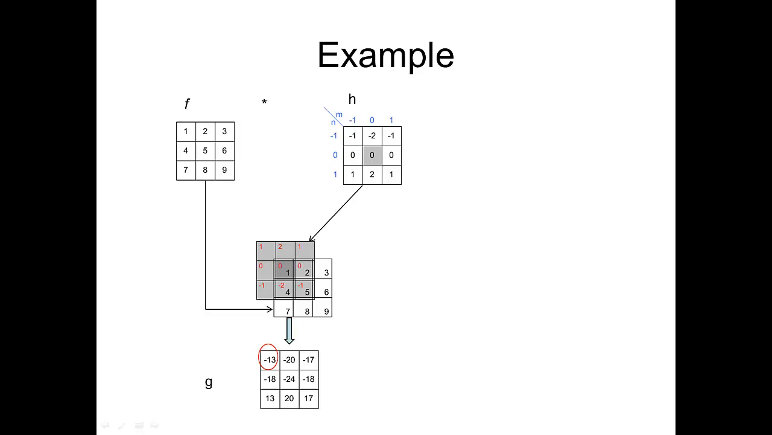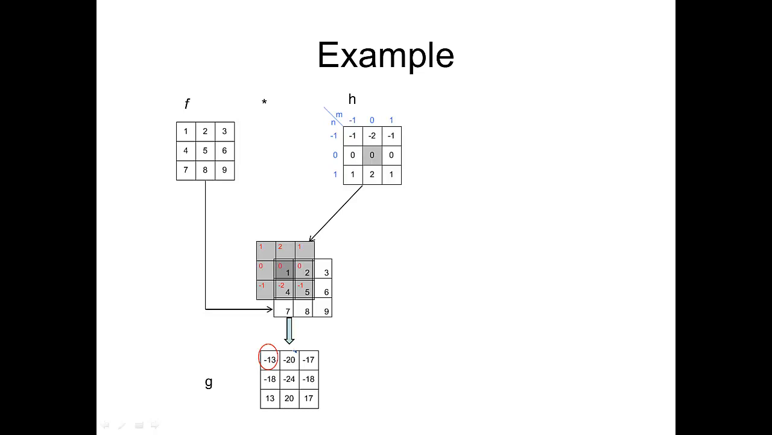After you reverse the h, if you want to get the first elements, overlap the center with the first elements. Then you do 0 multiplied by 1, 0 multiplied by 2, negative 2 multiplied by 4, negative 1 multiplied by 5. But outside the f, for this kind of area, we just use 0. So 1 multiplied by 0, 2 multiplied by 0, 1 multiplied by 0, 0 multiplied by 0, negative 1 multiplied by 0. Then add them together, we get 13. Okay, that's for the first one.